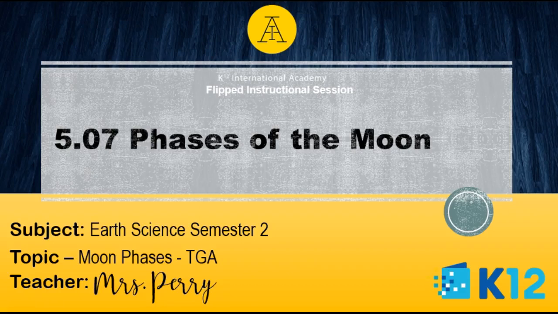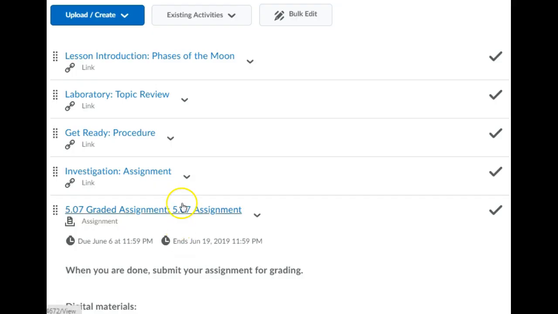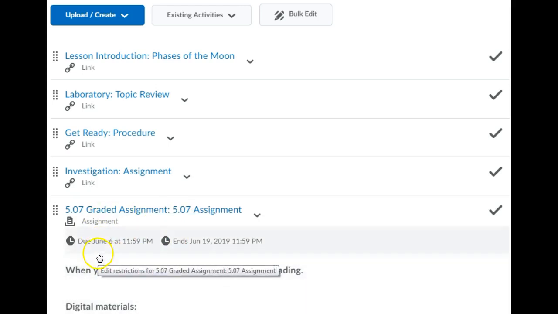Hello and welcome to our flipped instructional session where we're going to take a look at phases of the moon. This is Unit 5, Lesson 7, and this is the teacher graded assignment for this unit. So let's go ahead and jump into the lesson. You can see the drop box here so that you know that this is in fact your teacher graded assignment.